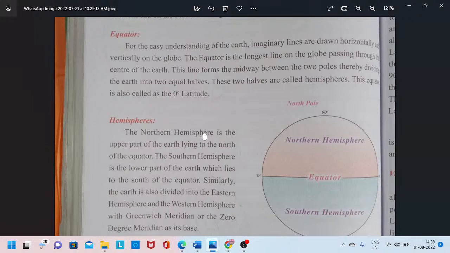The northern hemisphere is the upper part of the earth lying to the north of the equator. The lower part of the earth, which lies to the south of the equator, is the southern hemisphere. Similarly, the earth is also divided into the eastern hemisphere and the western hemisphere.